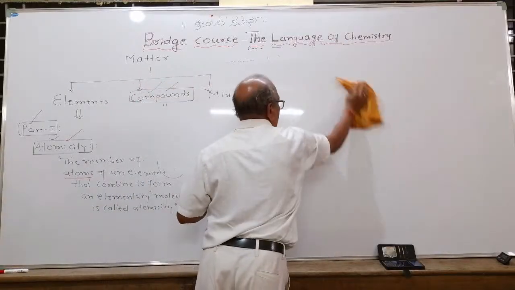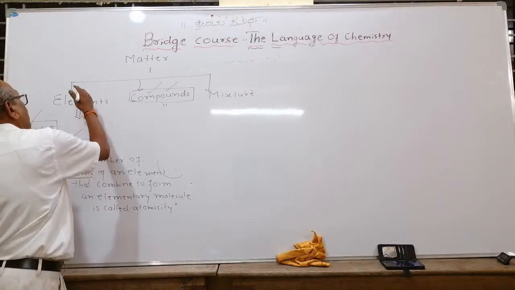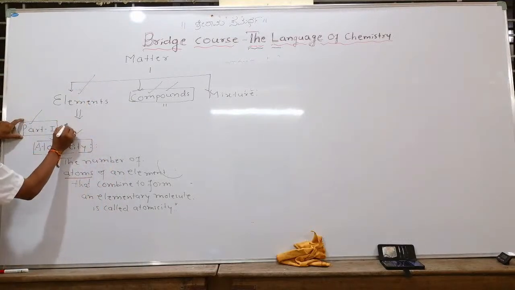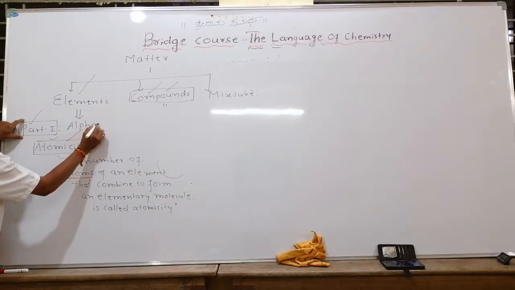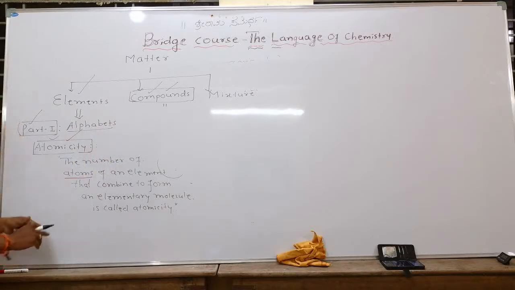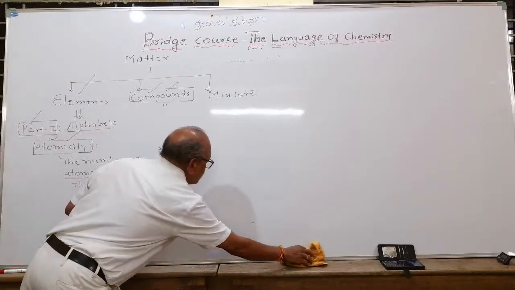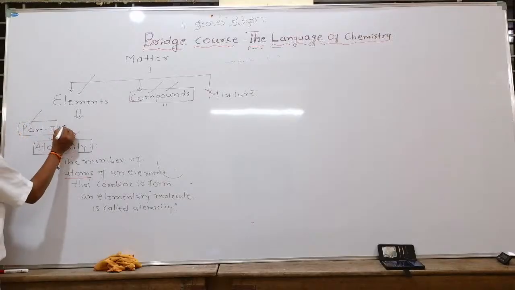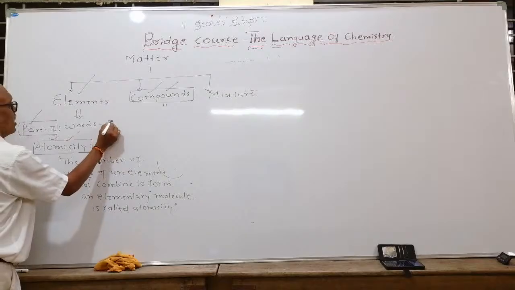Guarantee. Then only you can expect the matter. This matter is classified into elements. You understood about element now. The first part in the language is the alphabets. I hope all of you are perfect in alphabets. That is the first step. Now we are going to learn the second part today, that is how to make the words. Words means you have to combine letters. Second step: words means formula of the compound.